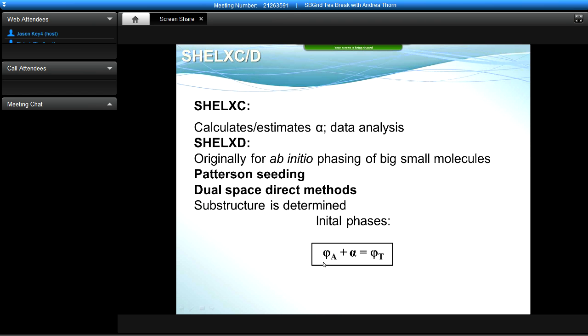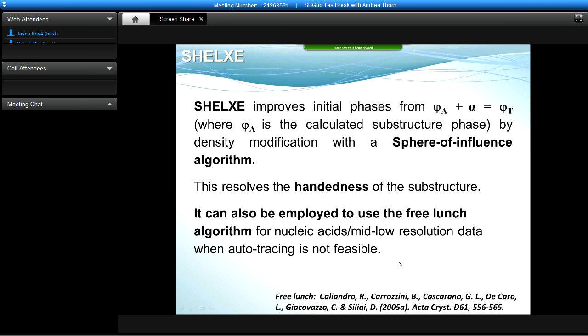You have this phi A angle. From SHELX-C, you have the alpha angle. So you end up with phi T, the so-called initial phases. These initial phases go into SHELX-E, which improves the initial phases by density modification with a so-called sphere of influence algorithm. I'll explain in the next slide how the sphere of influence algorithm actually works. This resolves the handedness of the substructure.